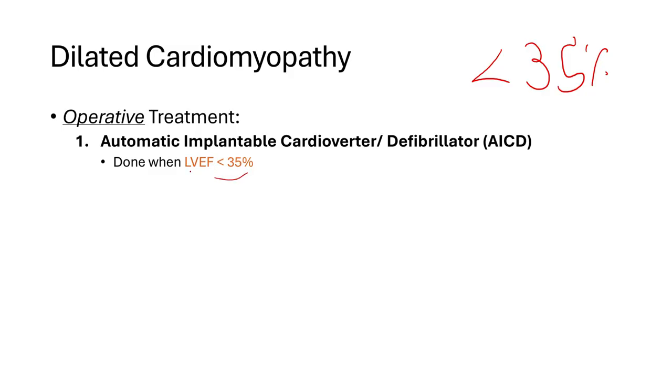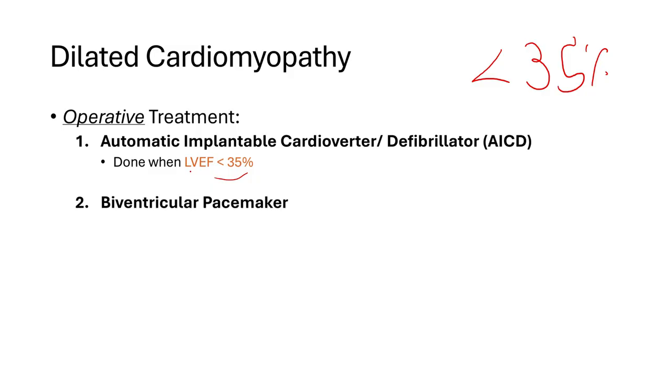This can be done with GDMT. So just because a person has an AICD does not mean that we do not treat them with GDMT. The AICD is to prevent arrhythmias. Because of this low ejection fraction, you're going to have built-up stress in the heart as the fluid likes to sit there. This puts a lot of stress on the system and can lead to arrhythmias. Thus, we typically add an AICD.